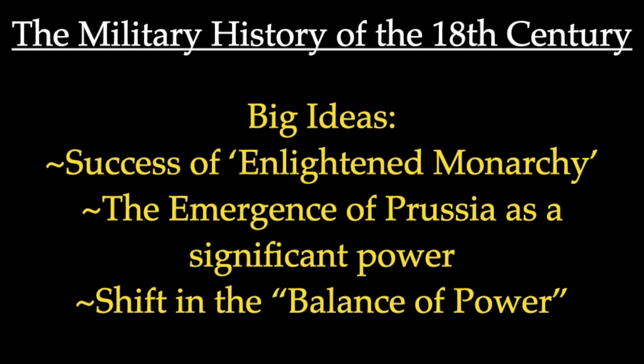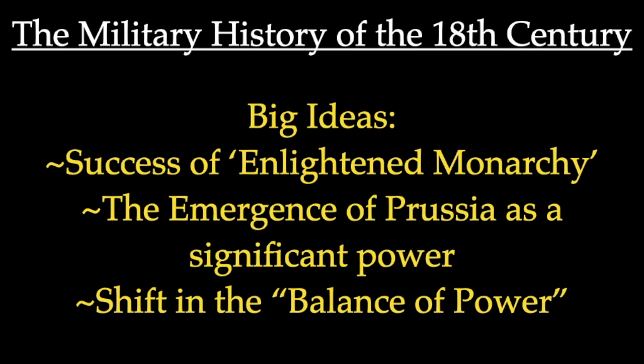ideas. So in the previous lecture, I introduced the idea of enlightened monarchy. And what we see here in the 18th century, especially the second half of the 18th century, is there's a great deal of success with enlightened monarchy. And what is meant by success is those countries that have an enlightened monarch are more economically and politically stable. And those countries also tend to have more enthusiastic support of their people.